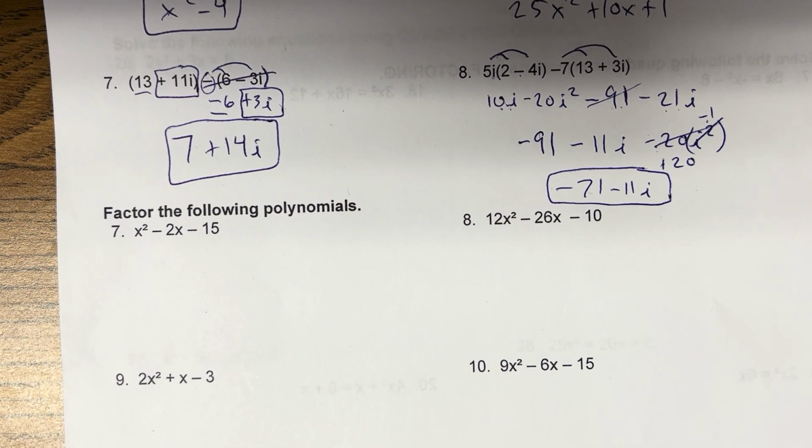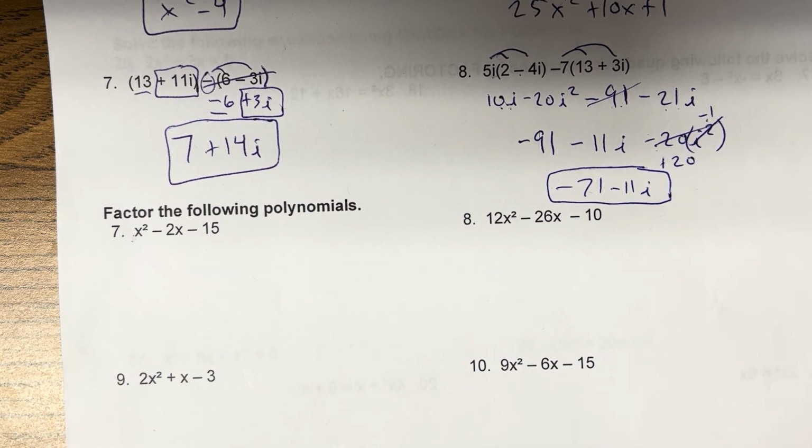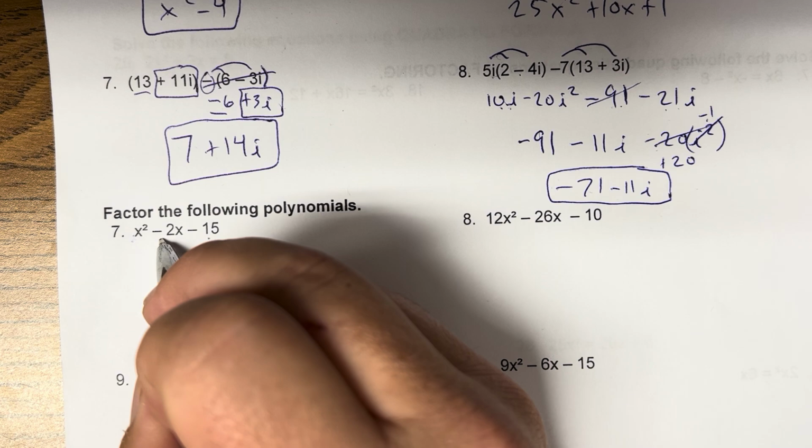All right, next section is factoring the polynomials. If your a is 1, you don't have to do the x method. You can just do it in your head. What multiplies to negative 15 and adds to negative 2.